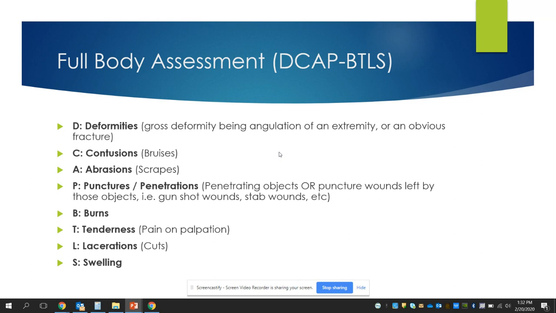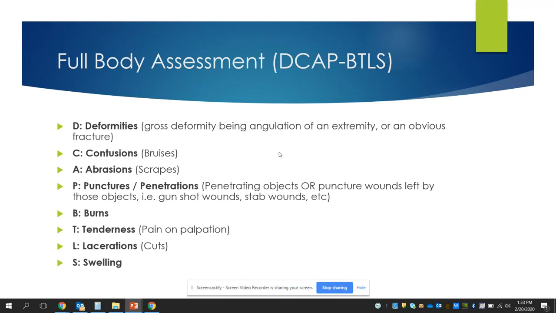So if we're going to be doing the full body assessment, what we're looking for at every portion of the body is termed DCAP-BTLS, and that stands for deformities, contusions, abrasions, punctures and penetrations, burns, tenderness, lacerations, and swelling. And I gave you some picture examples of those in the full PowerPoint, so you can go and look at them if you're not familiar with these terms. Also giving you some more commonly used terms that go along with this, other names that we can use. But DCAP-BTLS is what we're looking for in this full assessment.